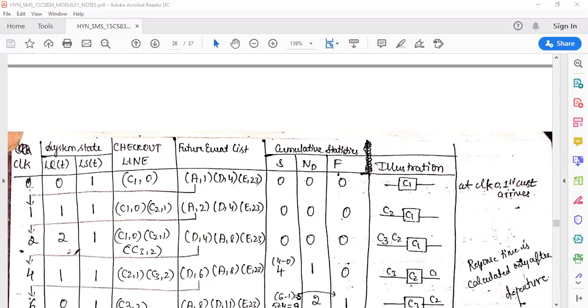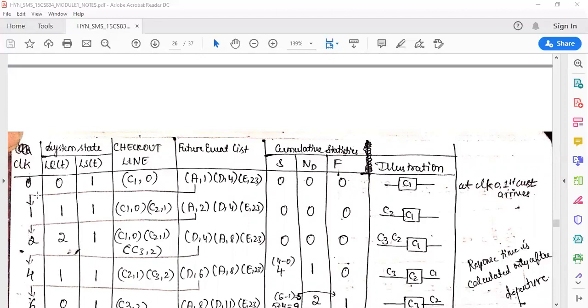At clock 0, what happens? First customer arrives. How do you write first customer arrives? Dash box C1 dash. Whatever I write towards the left hand side means it is the queue. If I write something towards the right hand side, that means the customer has departed from the system. Whatever I write inside means the customer is there with the server. Like this, we write this illustration.